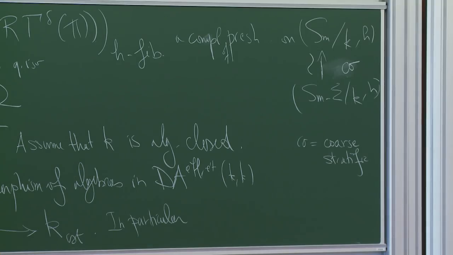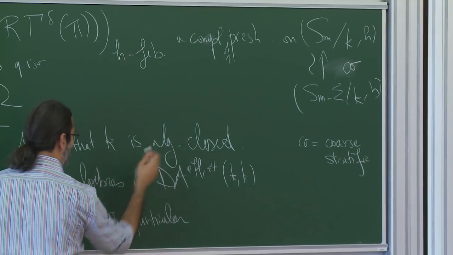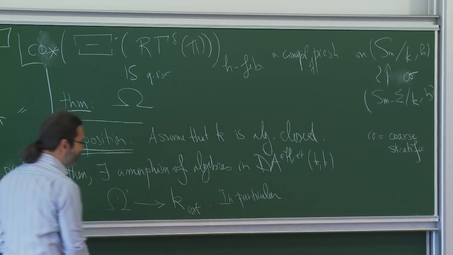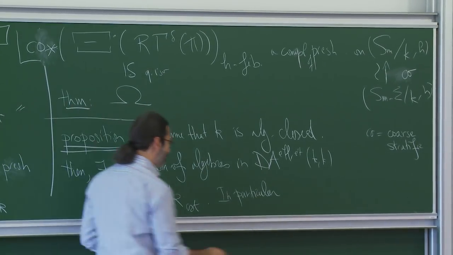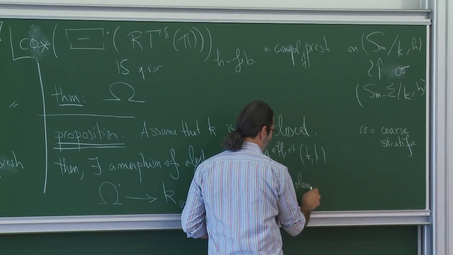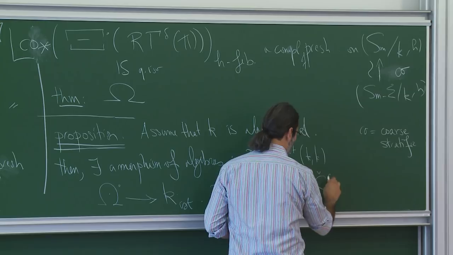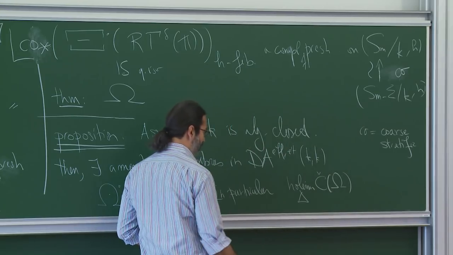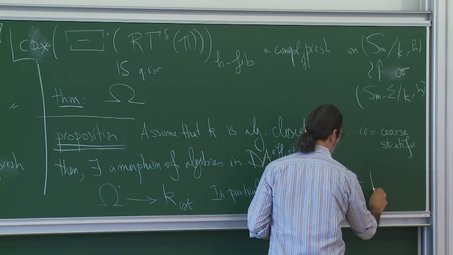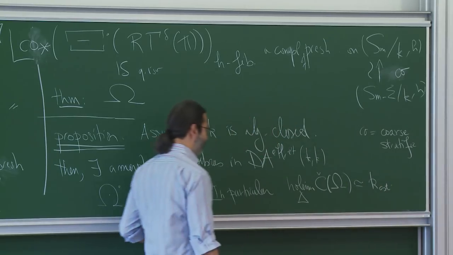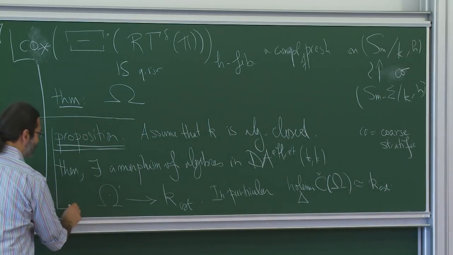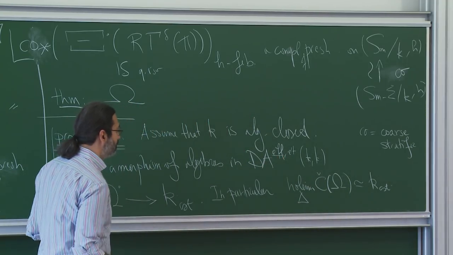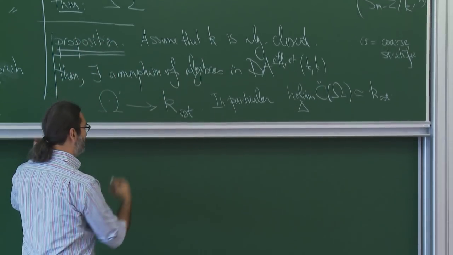Okay. So now I'm proving the following proposition. So I assume that K is algebraically closed. I am saying that there is a morphism of algebras from this complex, the de Rham complex, to the constant pre-sheaf with value K. And so in particular, we can easily compute the homotopy limit of the de Rham complex. So this will be isomorphic to K. Okay, so in the effective setting, this is the analogous statement of the main conjecture. It is easy and one can prove it.